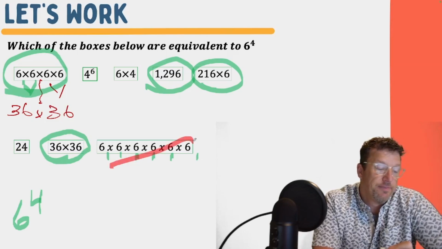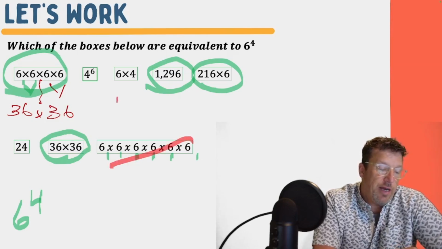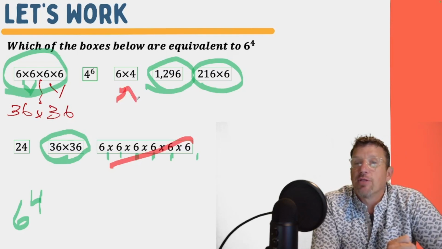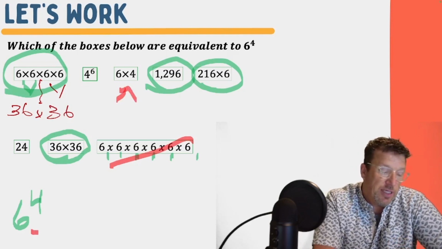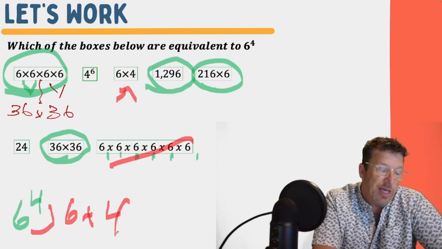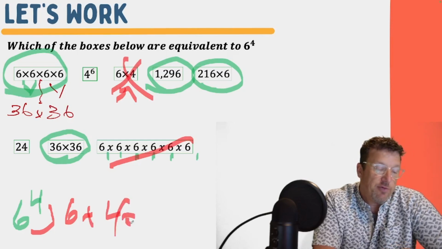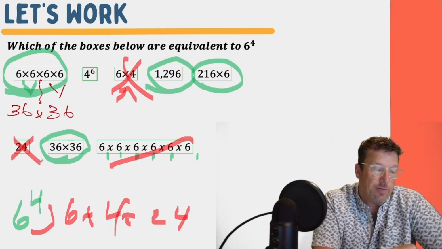He doesn't work. This one right here is trying to convince people to make the most common mistake in exponents, which is when people say 6 times 4. That is not the way exponents work. Okay? And then 6 times 4 equals 24, which is where they're trying to trick you. So 24 does not work.